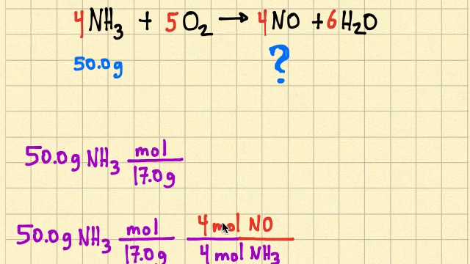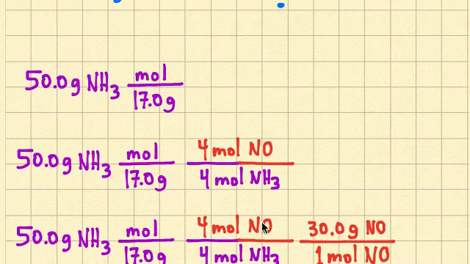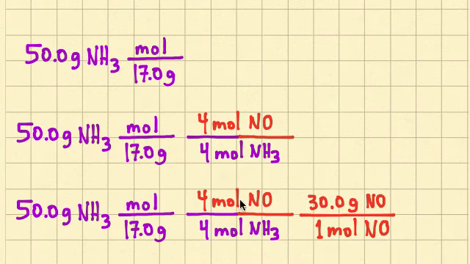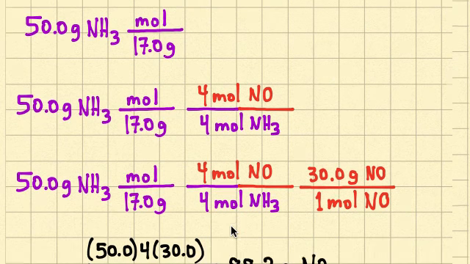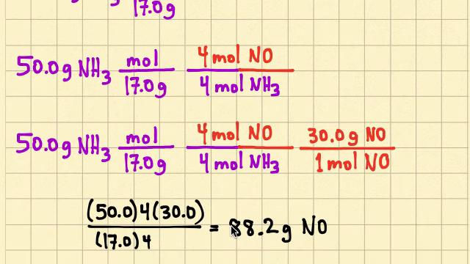Notice in the red, I've imagined changing to NO from the NH3. NH3 was in purple, but now all of a sudden I've changed to NO with this conversion factor. And my last conversion factor would be moles of NO to grams of NO. 14 plus 16 is 30? Yeah. And the math in the numerator is 50 times 4 times 30 divided by 17 and 4. So this one changes a little bit.